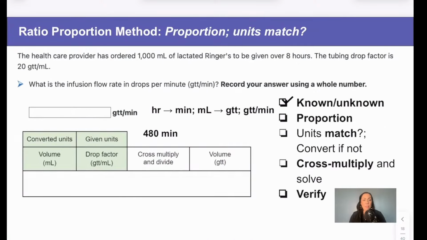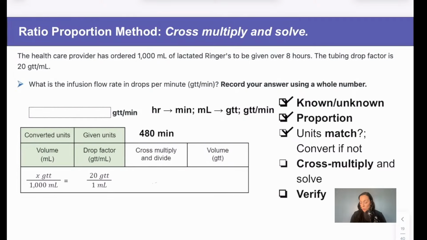So the next step is we need to figure out how many milliliters are related to our GTT, our drops. So we're going to put x GTT, our drops, in our relationship to 1,000 mLs. And then we know that we have 20 drops. Right here we see 20 drops per 1 ml, right? So once we have figured out that, we're verifying, of course, always verifying that our units match. So we have drops on the top and we have our mLs there listed on the bottom. So our units match. So now we can cross multiply.